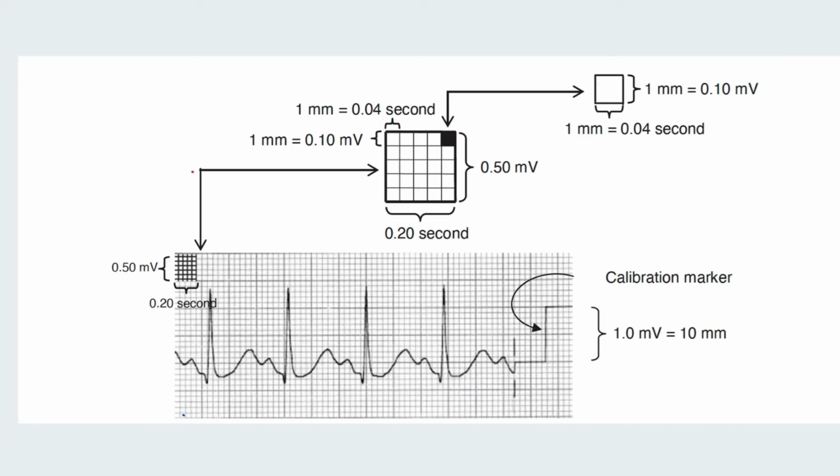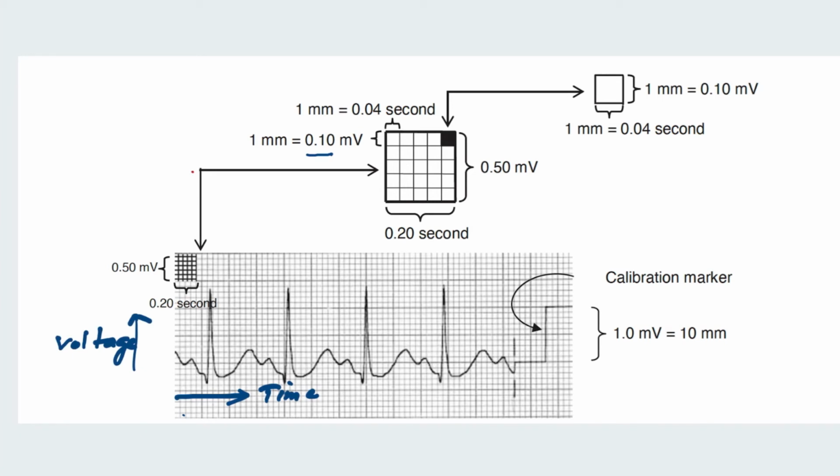Now coming to the height. The height represents the voltage. We talked about the width being the time, but the height represents the voltage, because the height is standardized to give a deflection of 10 millimeters per millivolt, so every small square is equivalent to 0.1 millivolt. How did we get this number? This is how we get this.